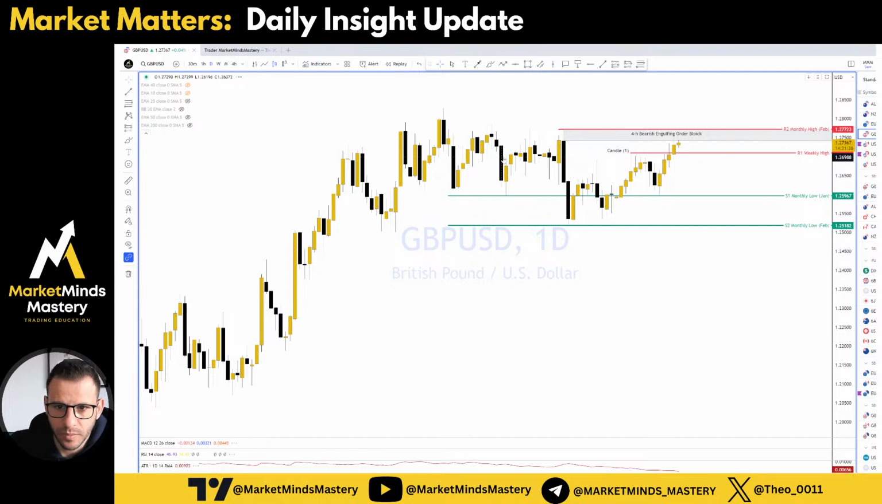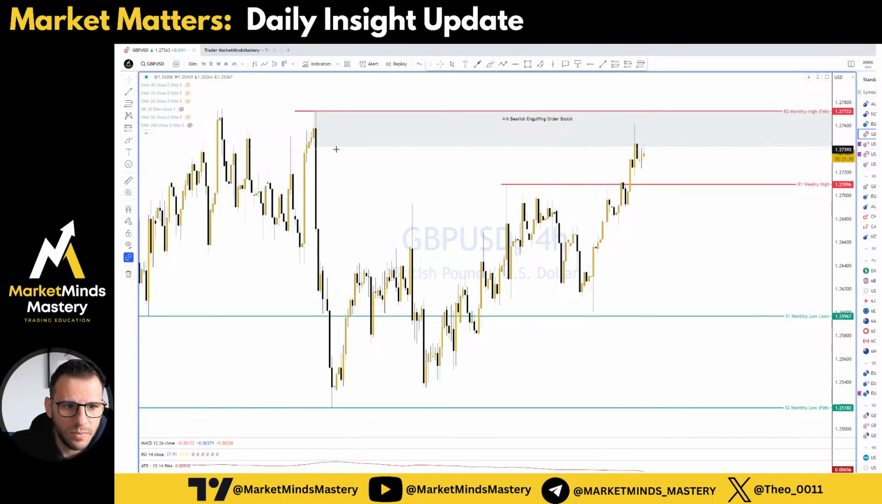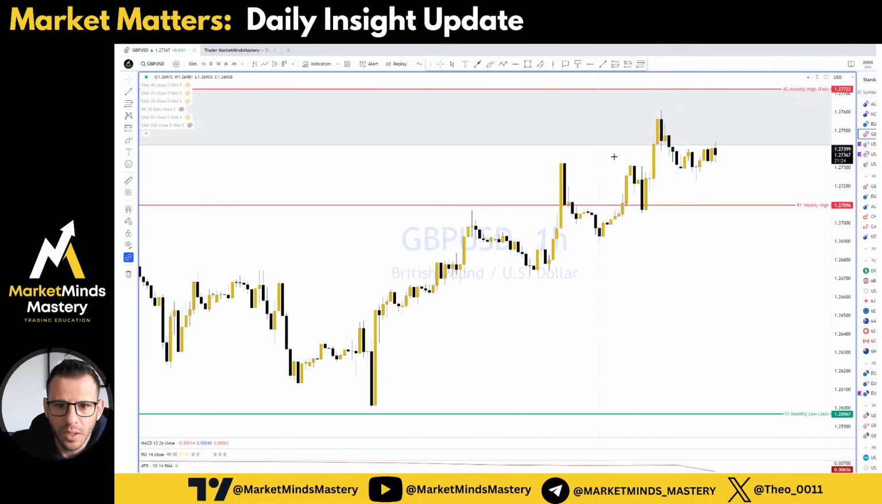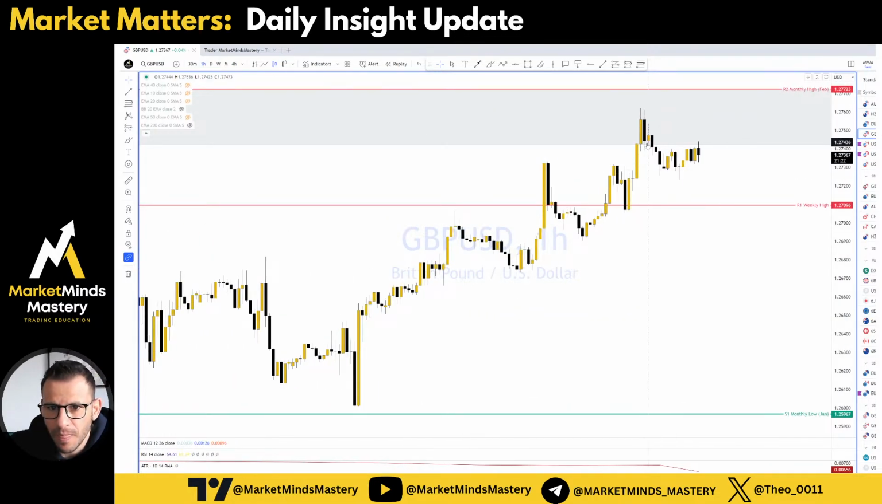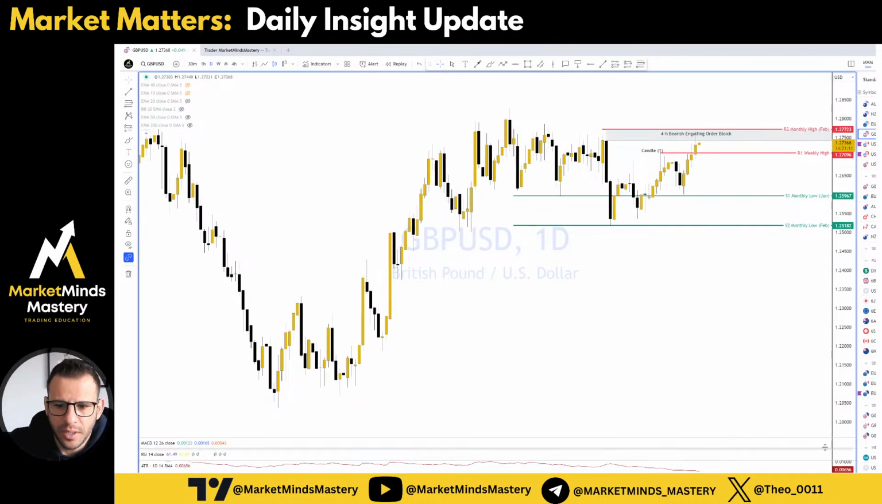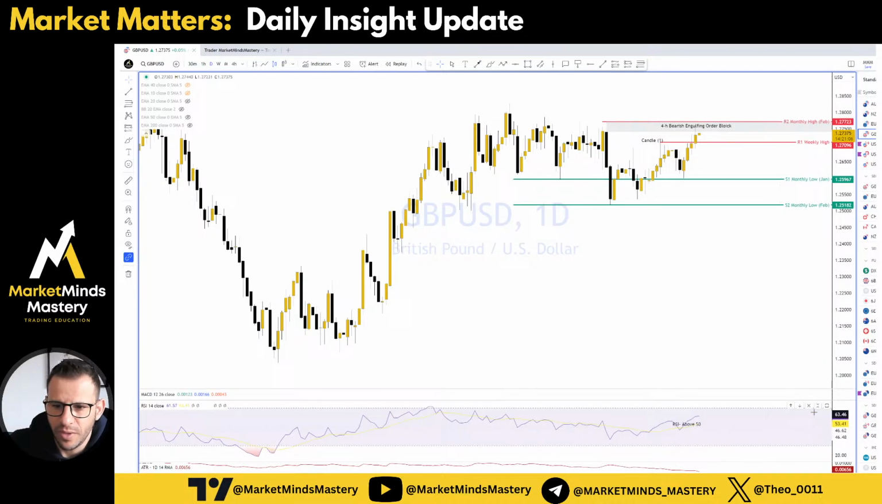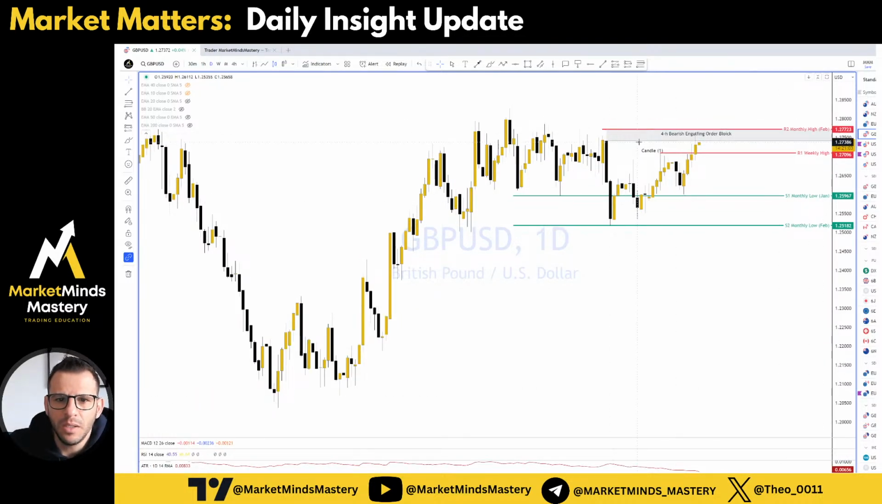Sterling, finally price entered this 4-hour bearish engulfing order block. Here it's easier to read it from here on the 4-hour chart. Actually, this happened yesterday during the New York session. Now price is still around this area. On the daily chart, I think we have also divergences, not on the MACD. No, we don't have divergence. That's okay. So we expect to see what's going to happen here.